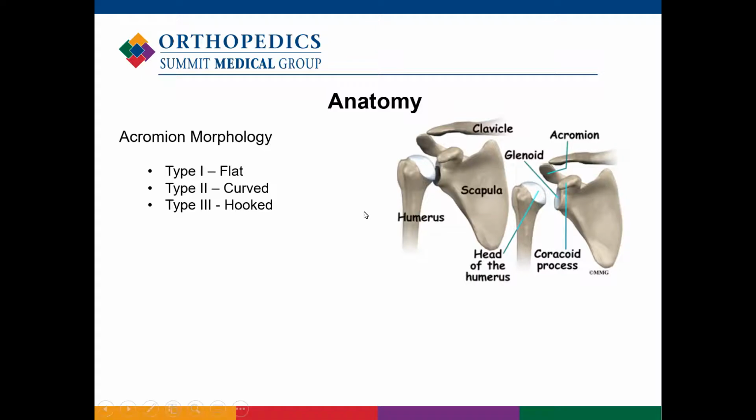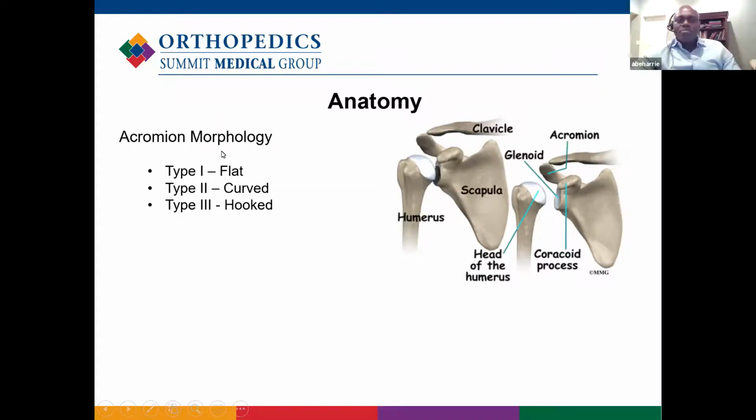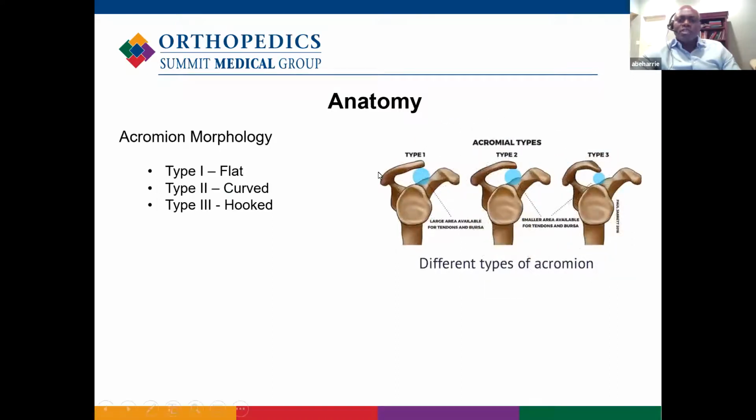The acromion is important, and the acromion morphology or shape can be one of three things. The first is a flat or type 1 acromion, and a type 1 acromion shown here is one where there's the most space for the rotator cuff. So the rotator cuff sits in this space, and when you have a flat acromion, that maximizes that space. We can also have a type 2 acromion, which is curved, and you can see that with that curve, there's slightly less space for the rotator cuff.